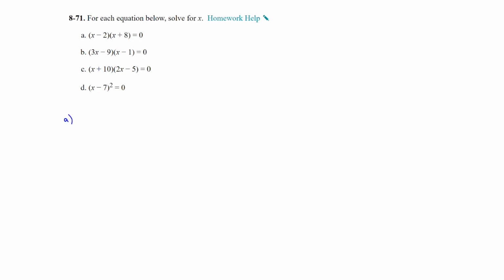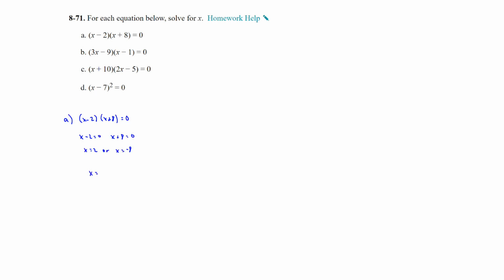So now they're already in factored form. So we can just jump right into the zero product property and solve for each of those. So we'll set them equal to 0. x minus 2 is equal to 0. So one of the solutions is x equals 2. And x plus 8 is equal to 0. So the other solution is x equals negative 8. So x equals 2 or x equals negative 8.